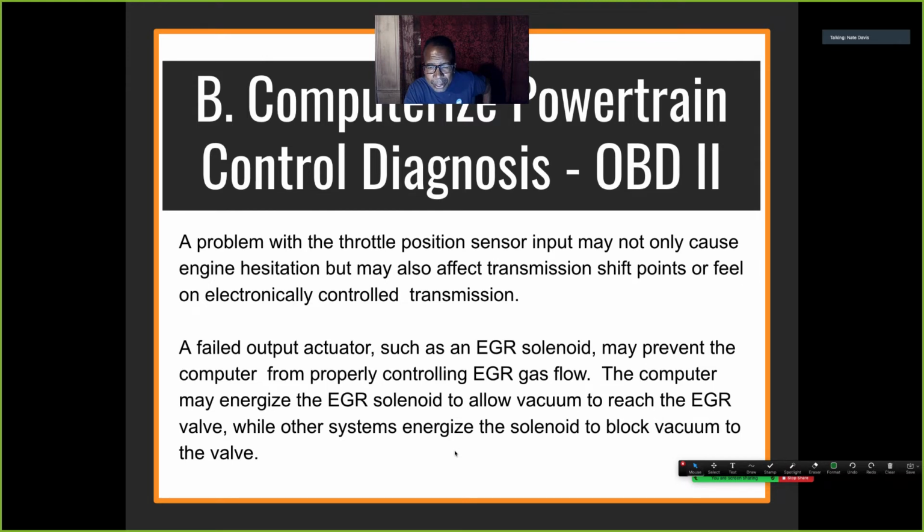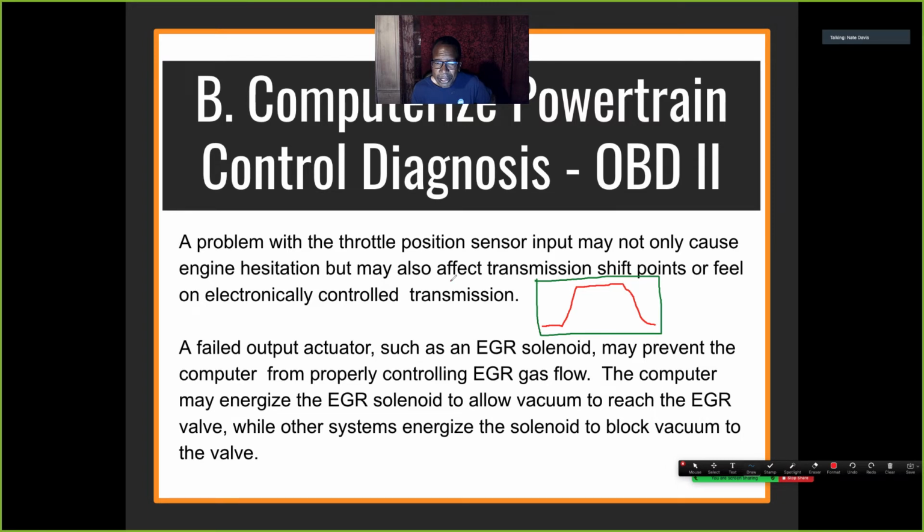In other words, what I mean by that is, let's say this is a DSO, and here's your TPS, key on, engine off. I'm doing a sweep test on this throttle position sensor. So I go up, I go high, while open throttle, I come down. And that's what you're looking for, a nice clean signal.